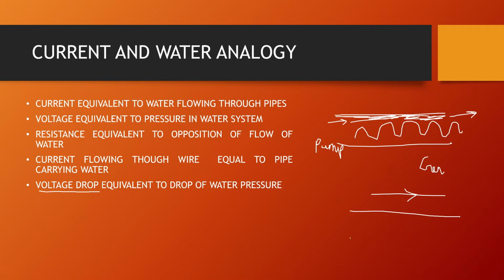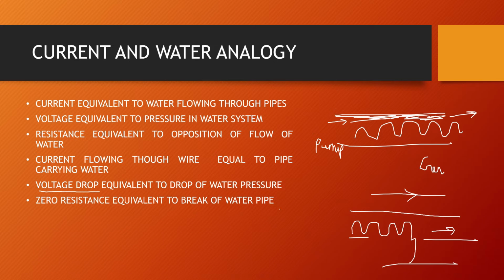Now let's say that you have a pipe like this and it breaks. A large amount of water would flow, but it would not go over here. It would just start flowing on the ground. So basically there is no opposition to this water flow. This is equal to zero resistance. And what will happen is this pump will not be able to maintain this pressure because of this tremendous amount of water flowing. This would be equal to a fault in a system.